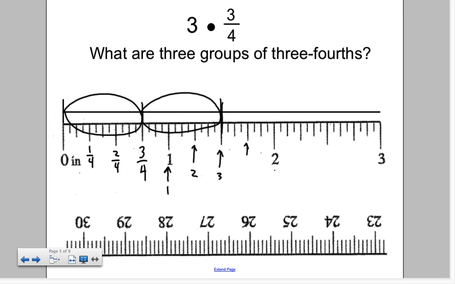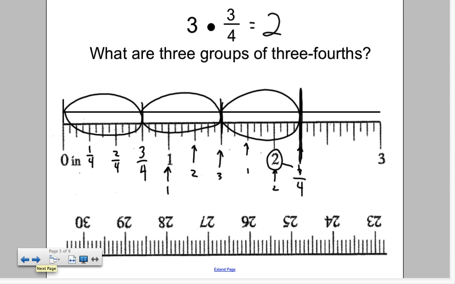Here's the 1/4 mark, here's the 1/4 mark, and here's the 1/4 mark. So there's 1, 2, 3. That's a group of 3/4. And I'm going to make another group of 3/4, and here I am on the number line right here. Well, I need to find out where that point is. Here's the whole number, 2 and 1/4. So 3 groups of 3/4 is 2 and 1/4. I've made 3 whole groups of 3/4, and I ended up on the ruler at 2 and 1/4.